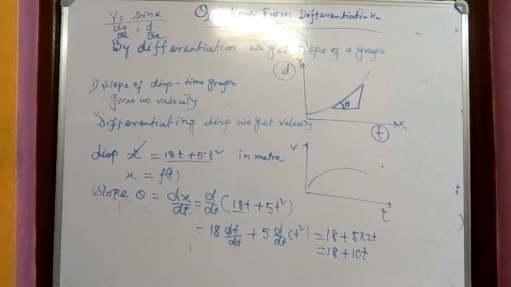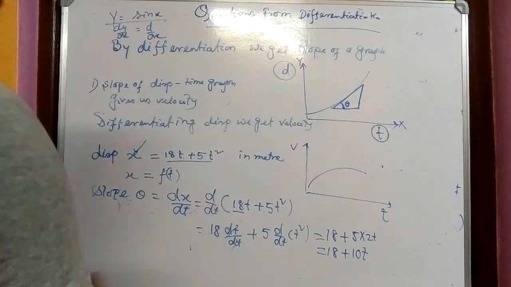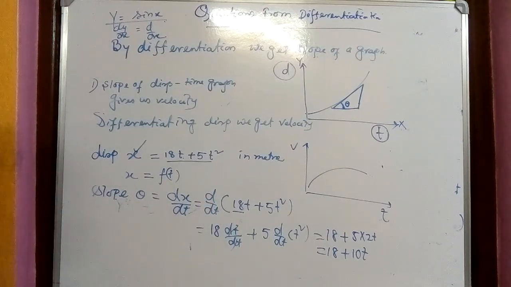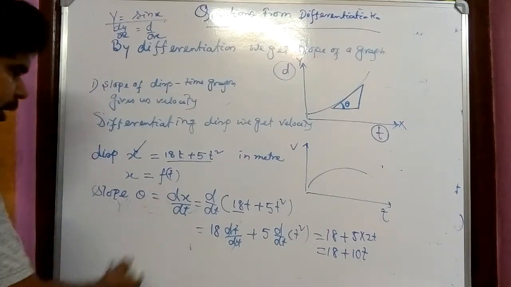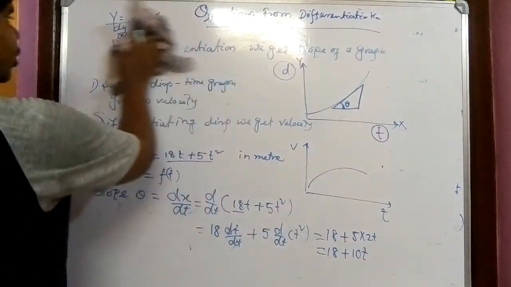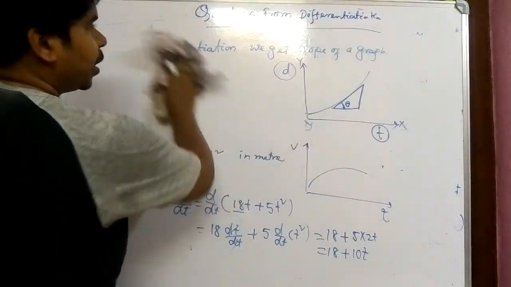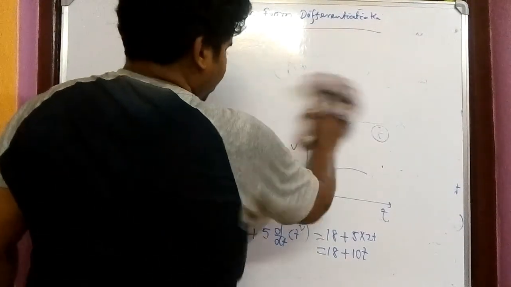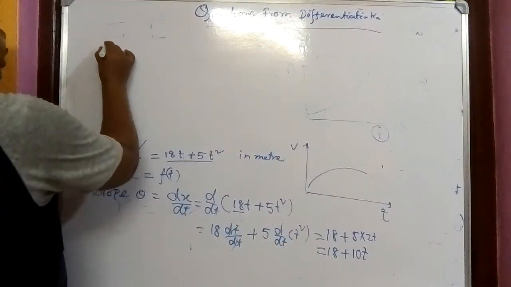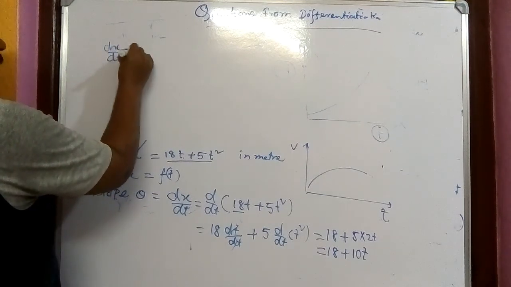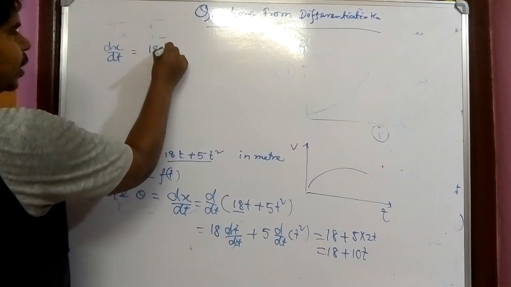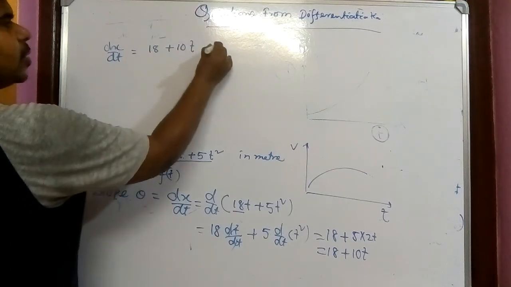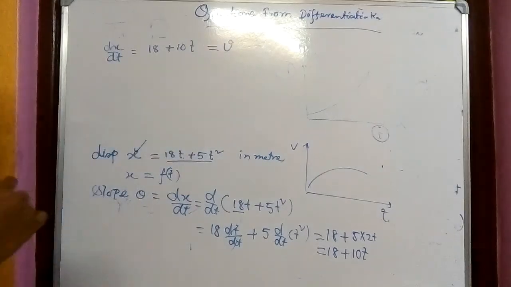Okay, now from here only one question has been asked: tell when the velocity will be zero. So here I'm just erasing the first portion because it is not needed for us. That thing I have written earlier also. We have found dx by dt, that equals 18 plus 10t. What is it? It is your velocity v.